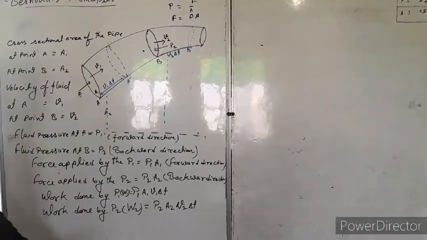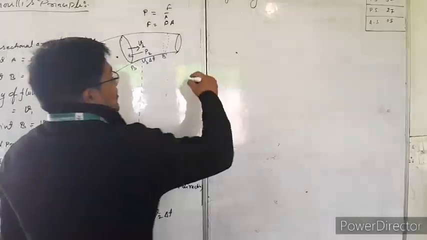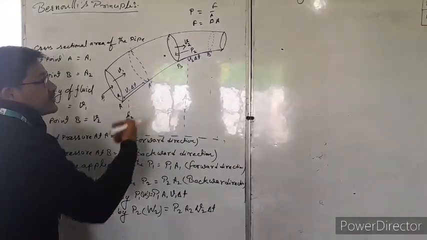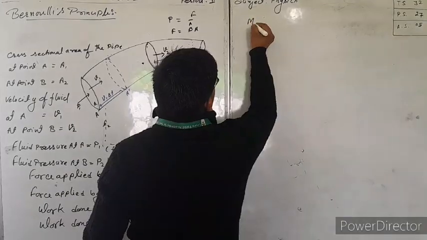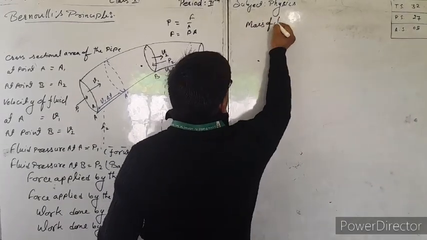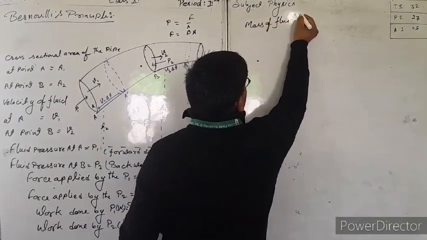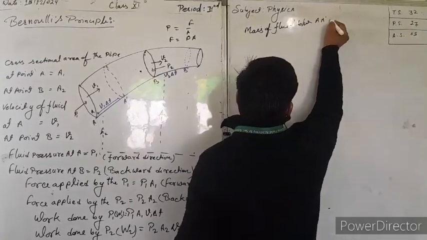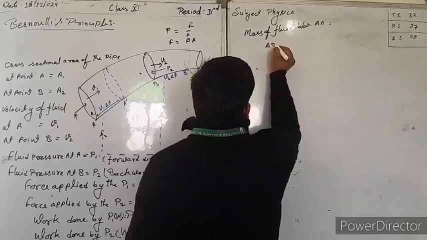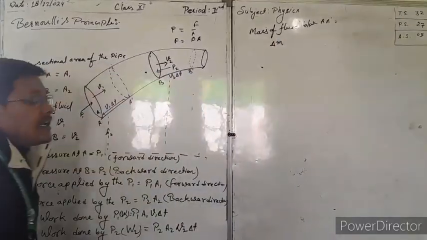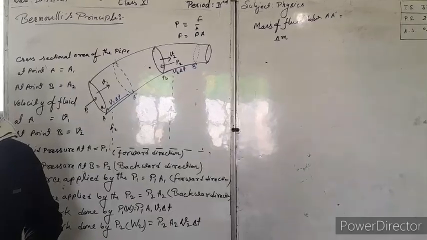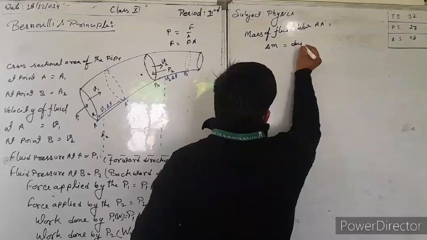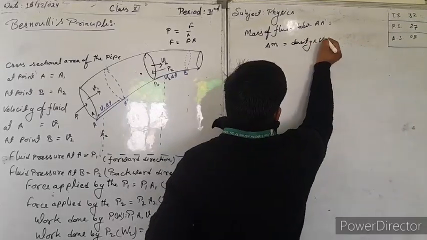Equation of continuity. Suppose we consider the mass of the fluid between A and A dash. Suppose it is delta M1. How will you calculate it? Density of the fluid into volume.